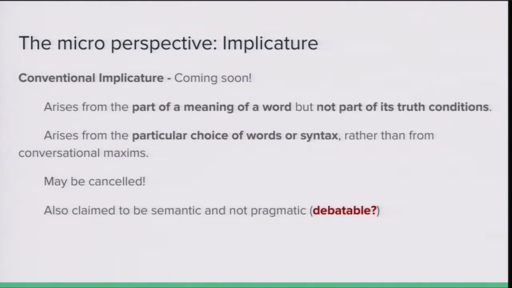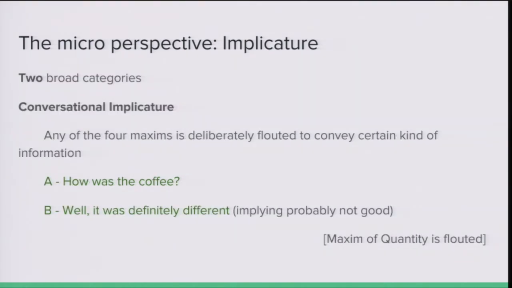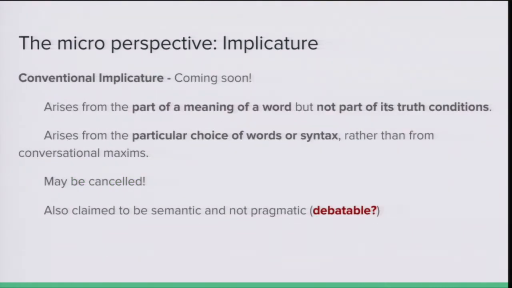Right, so we'll have more of this conventional implicature, but just to define it, it arises from the part of a meaning of a word, but not part of its truth conditions. The other two, conversational implicature and scalar, both involved maxims and flouting of maxims. Conventional implicature does not involve flouting. Those involve truth conditions. This does not involve truth conditions, right?